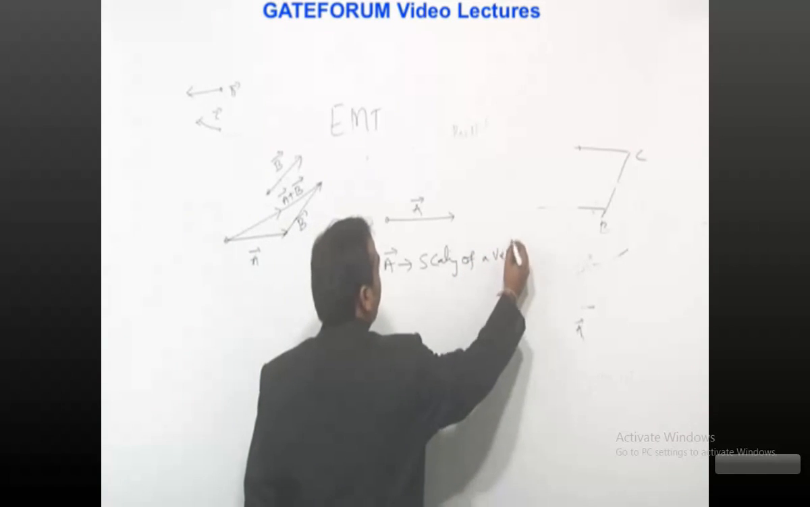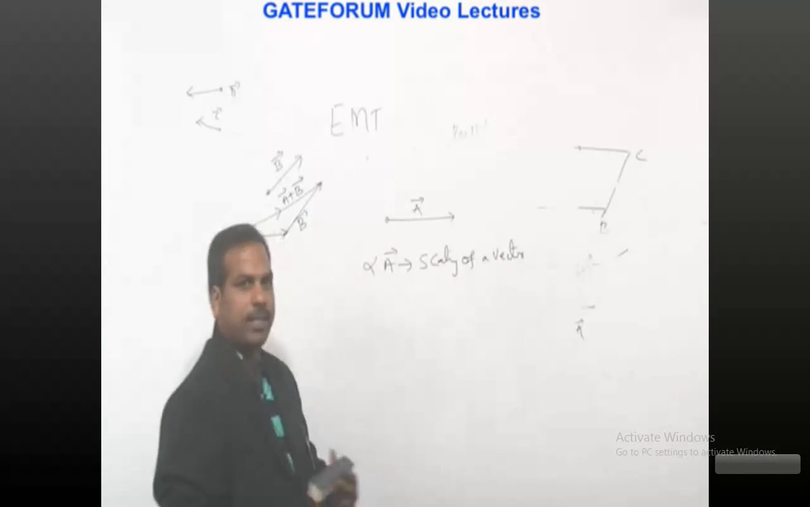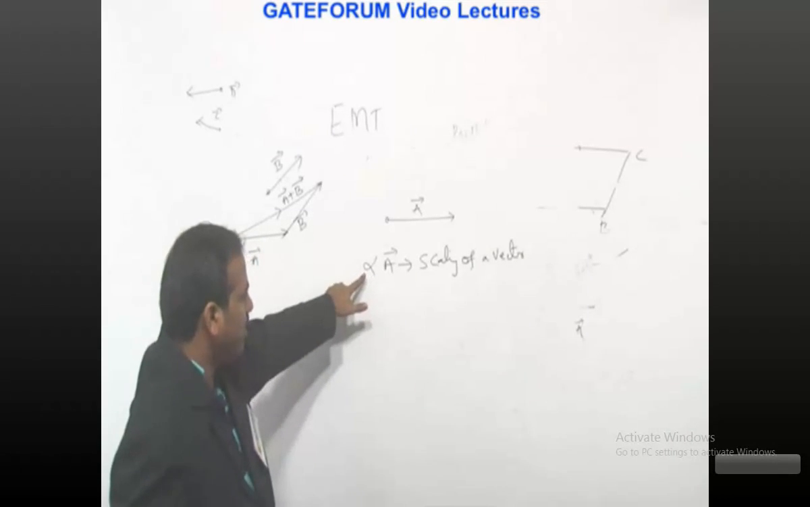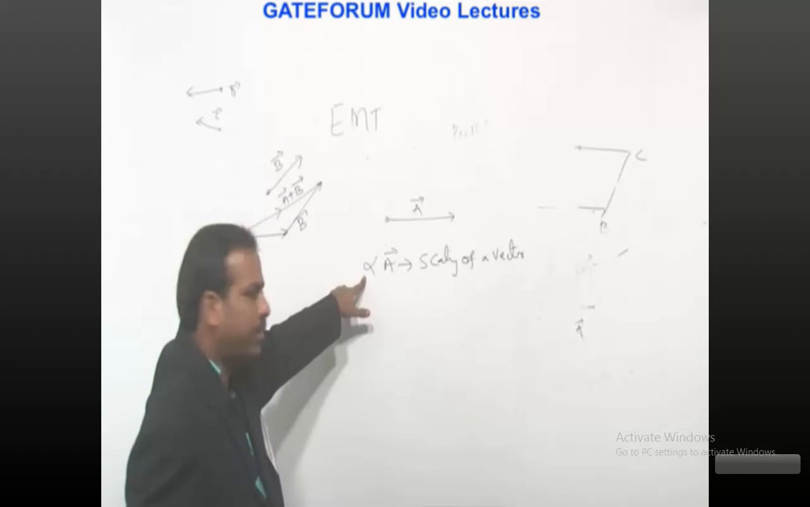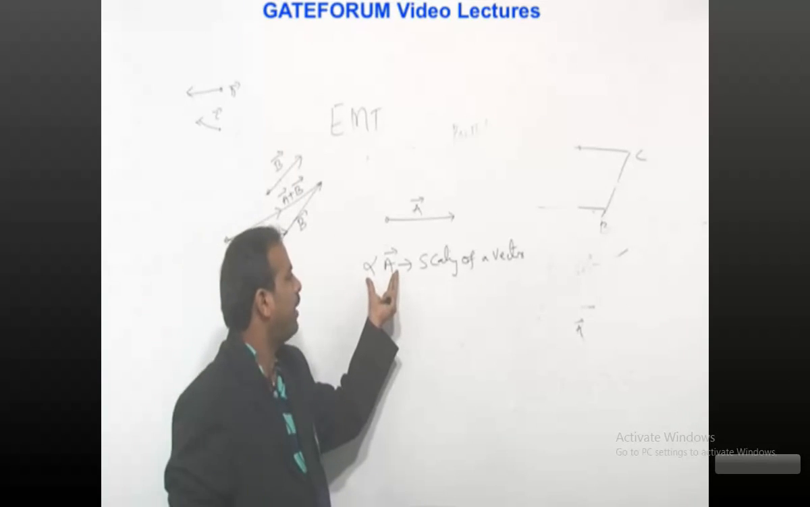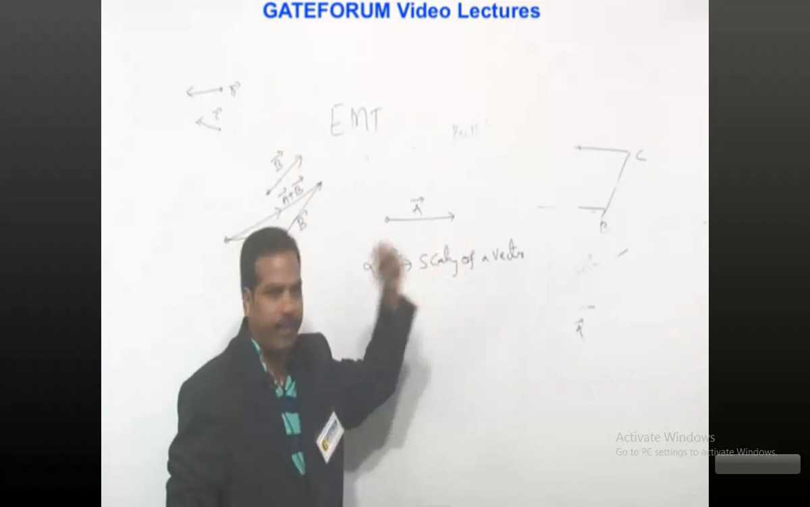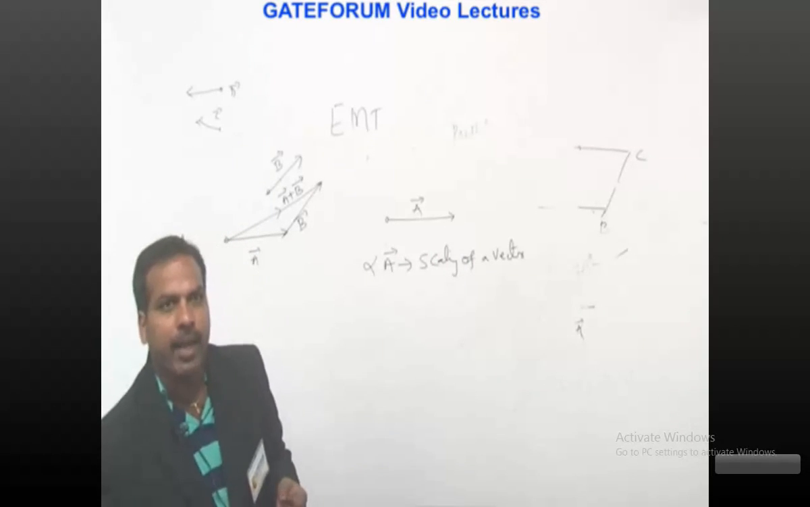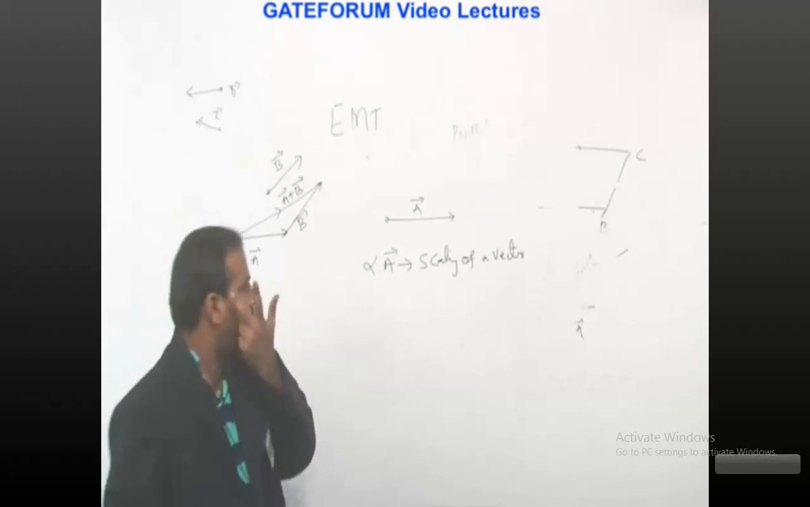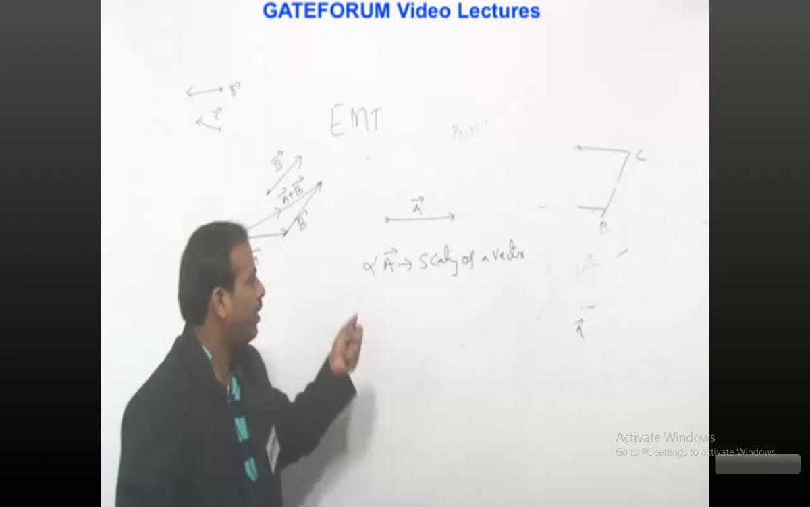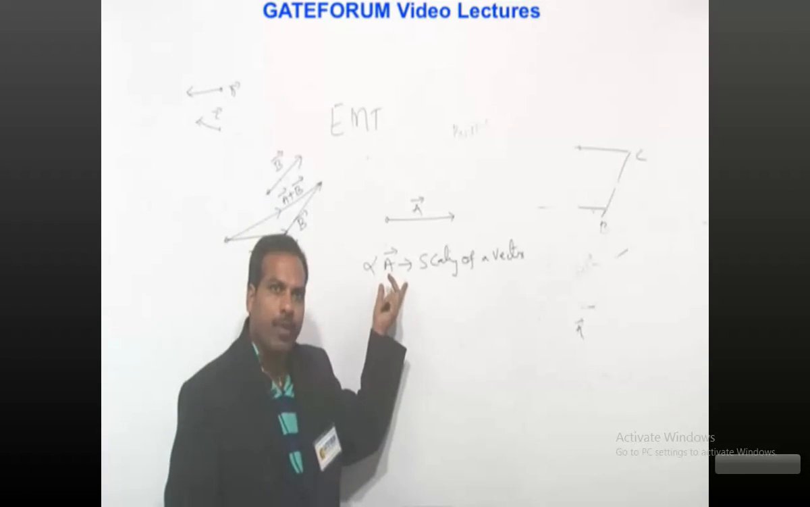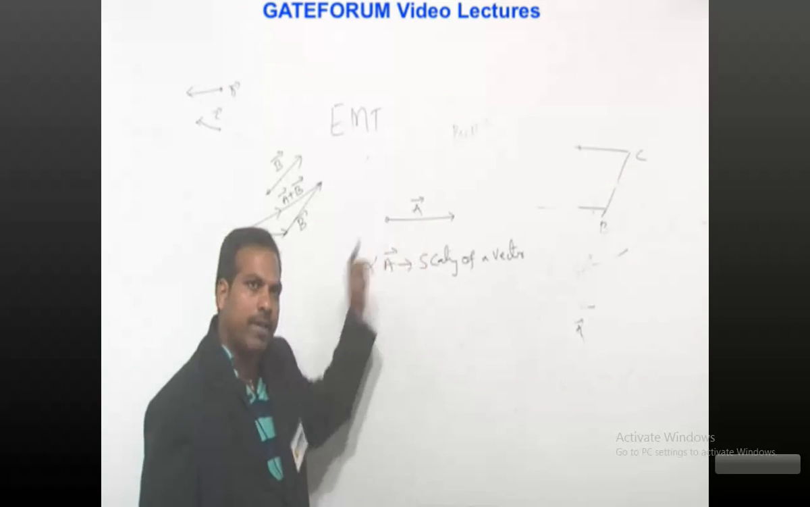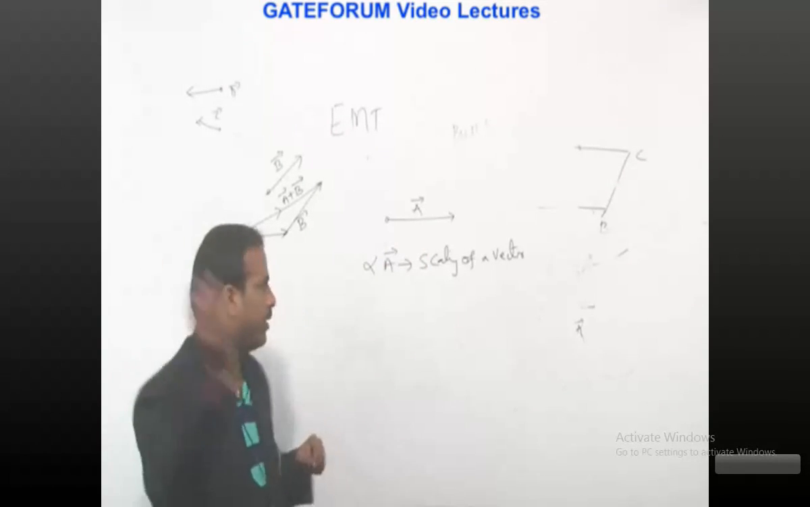Scaling of a vector means I multiply this A bar by a certain constant alpha. I'm calling this alpha A bar. This is nothing but scaling of a vector. Now, let us consider different values of alpha so that we understand how exactly the magnitude can be affected and also how exactly the direction can be affected.